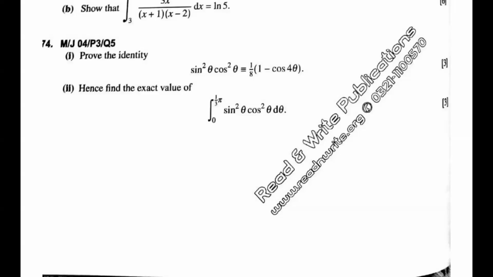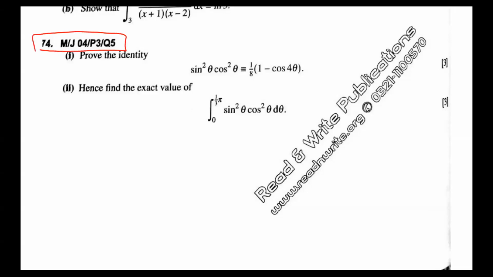Bismillah ar-Rahman ar-Rahim. This is a June 2004, paper 3, question number 5 we have. And what is the plan here? First part, we are proving from left to right or right to left. Okay, so I'm going to start first proving part. Bismillah ar-Rahman ar-Rahim. We have two formulas available.